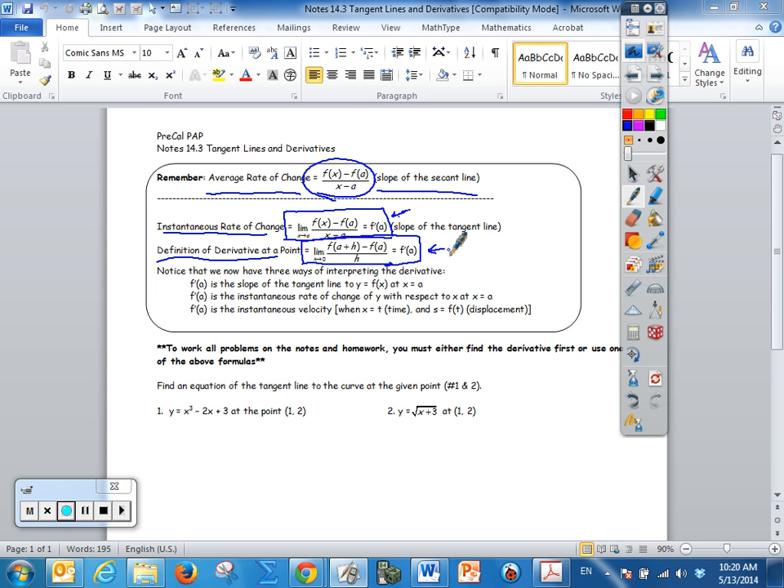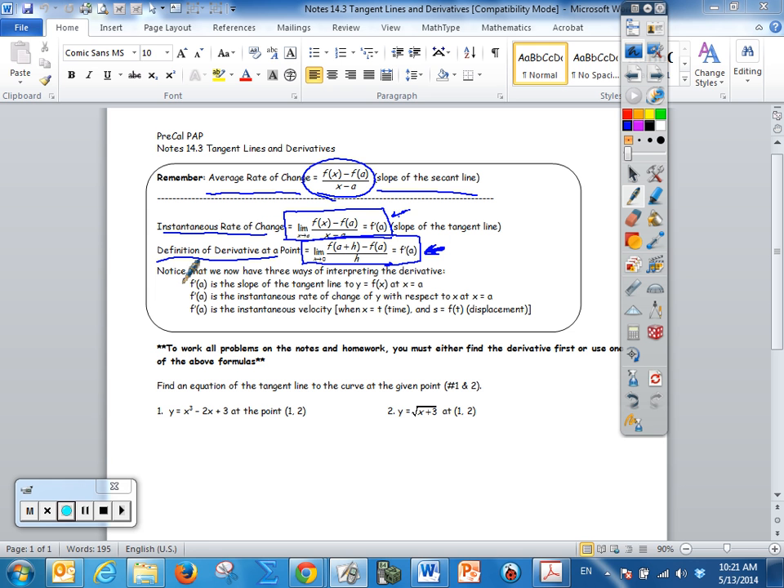I will use the definition of the derivative at a point. You don't have to memorize these at this point. For next year, you certainly will need to know them, but in PreCal, we will give you this formula on a quiz or a test.